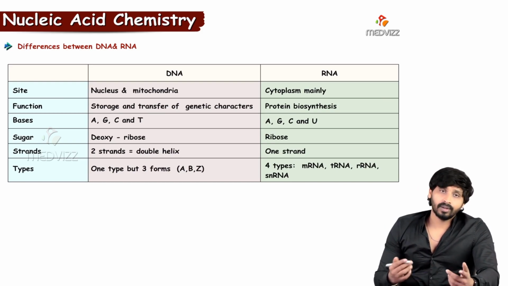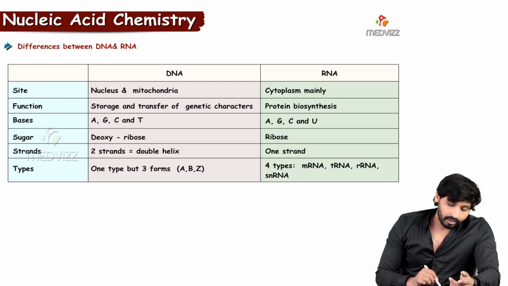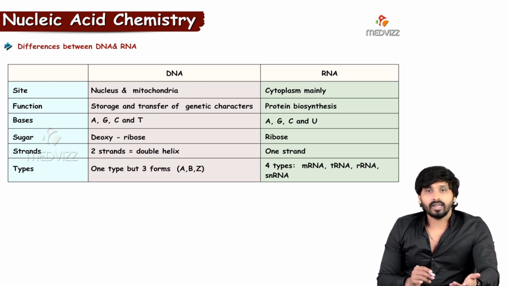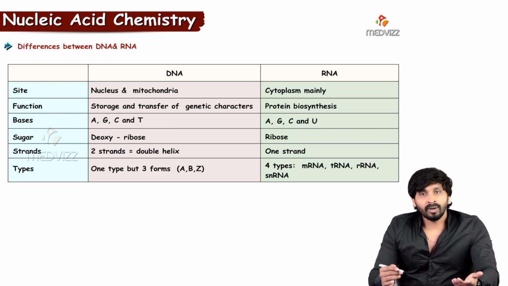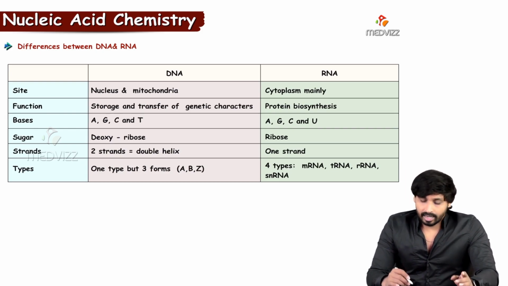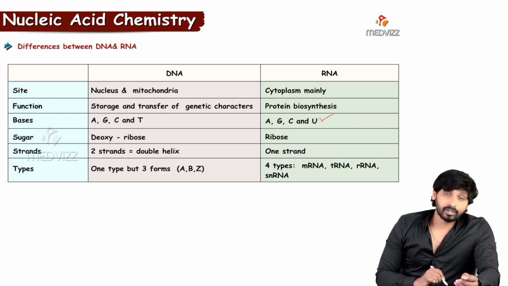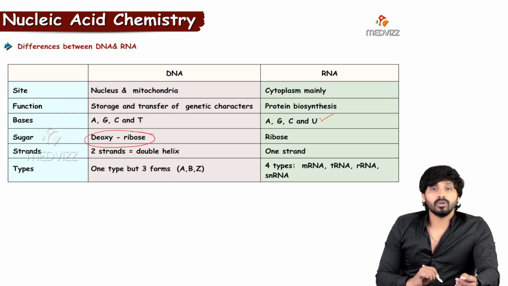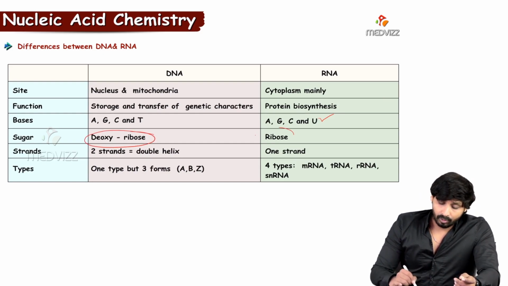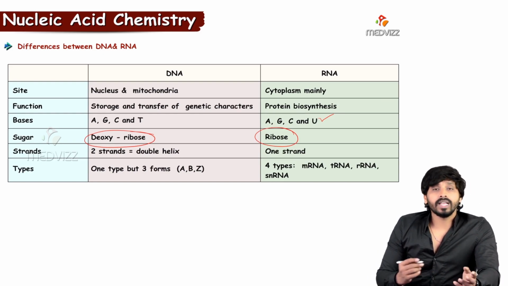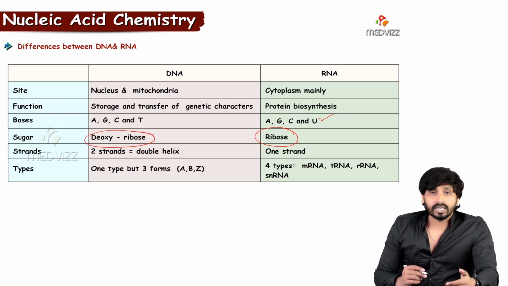And the differences in bases: adenine, guanine, cytosine, thymine are present in DNA. Adenine, guanine, cytosine are common, but in place of thymine, RNA has uracil. With respect to the sugar, the pentose sugar is deoxyribose in DNA, and in RNA it is ribose. And the strands: DNA is double stranded, RNA is single stranded.